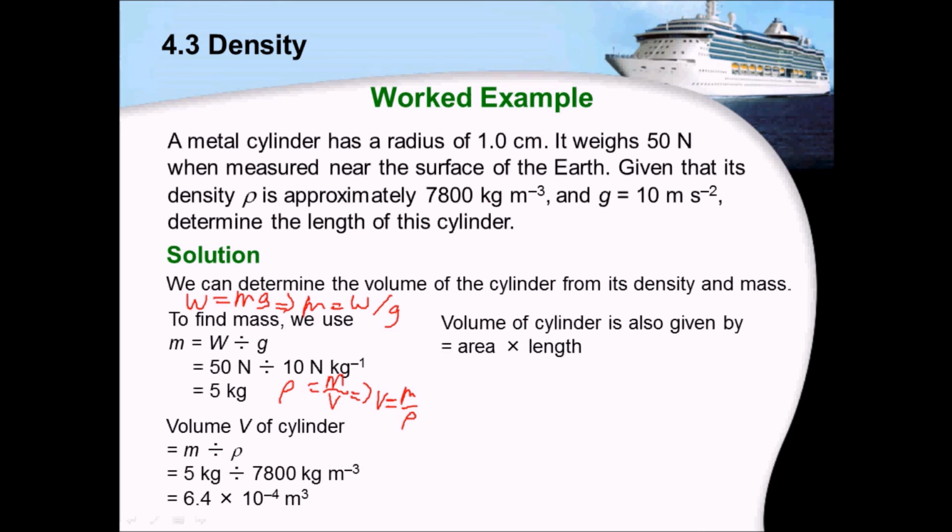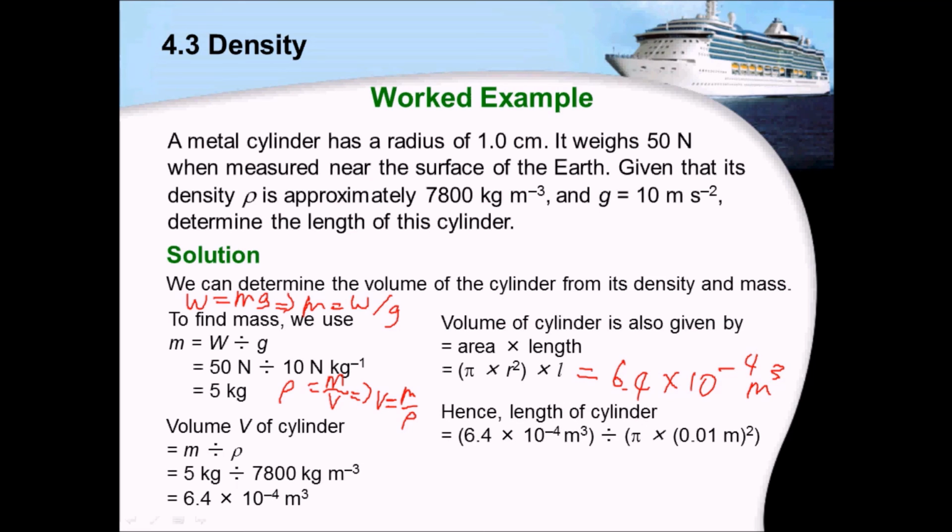Since volume is given by area times length, we can express it as pi r squared times length, because it is the volume of a cylinder. The cross-sectional area is pi r squared. So this whole volume will be equal to 6.4 times 10 to the power minus 4 meter cube. If you equate the two, you get 6.4 times 10 to the power minus 4 meter cube divided by pi r squared, and you can find the length.